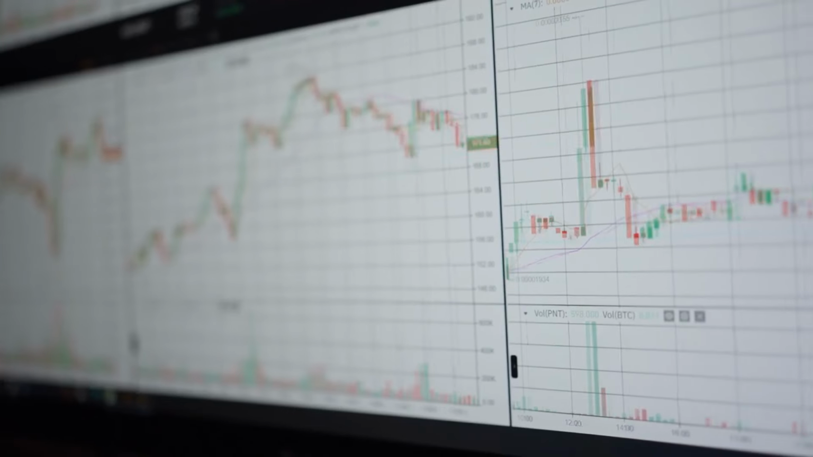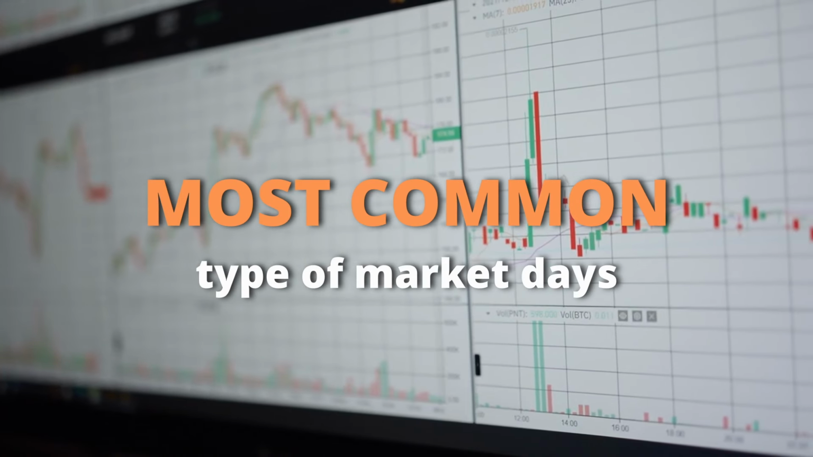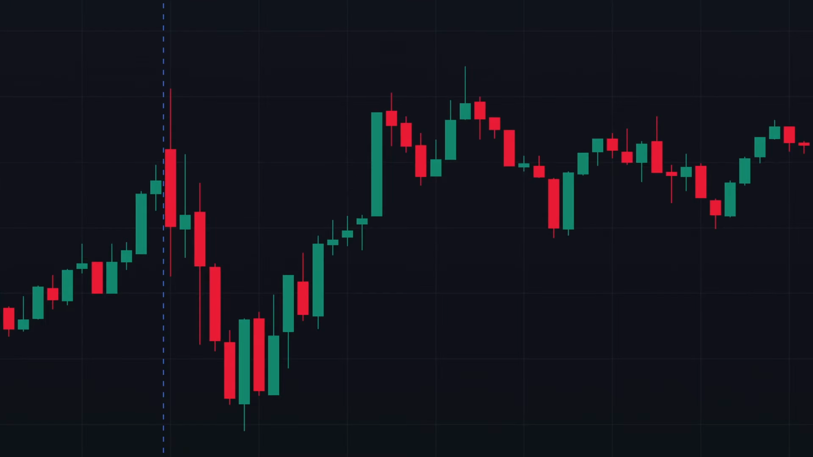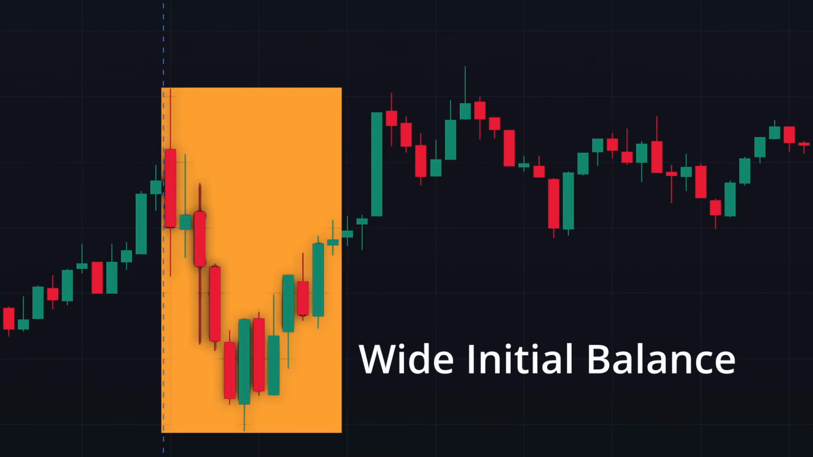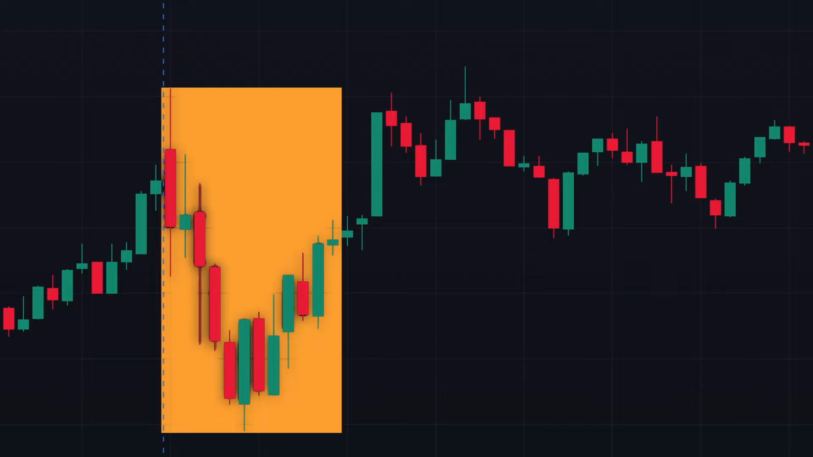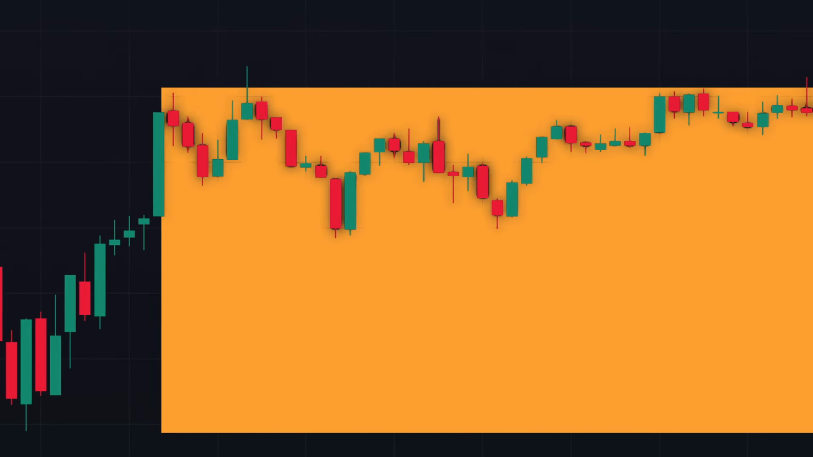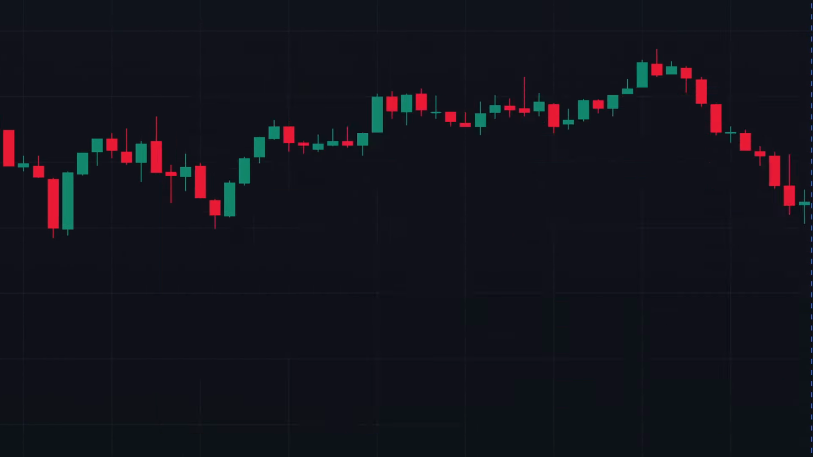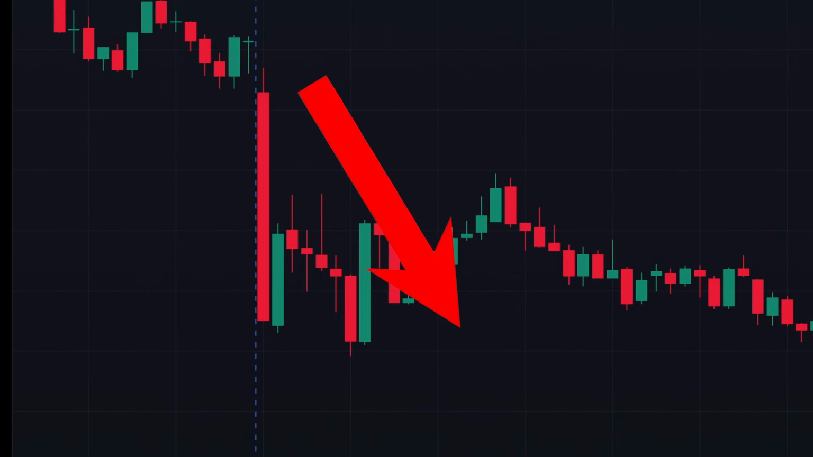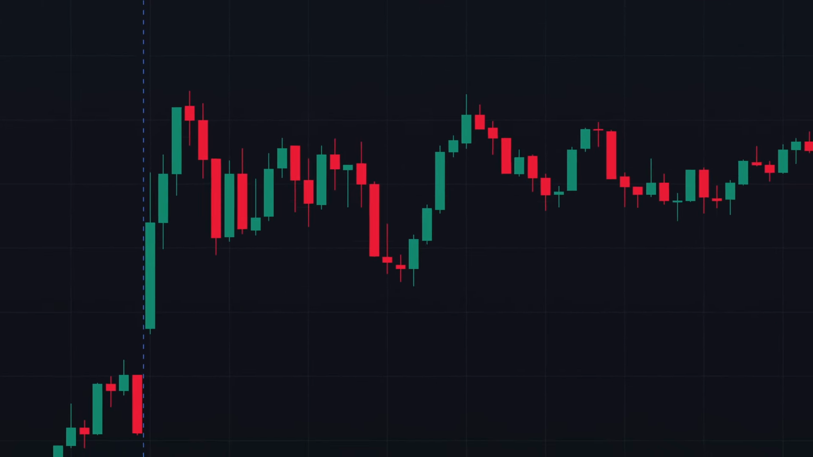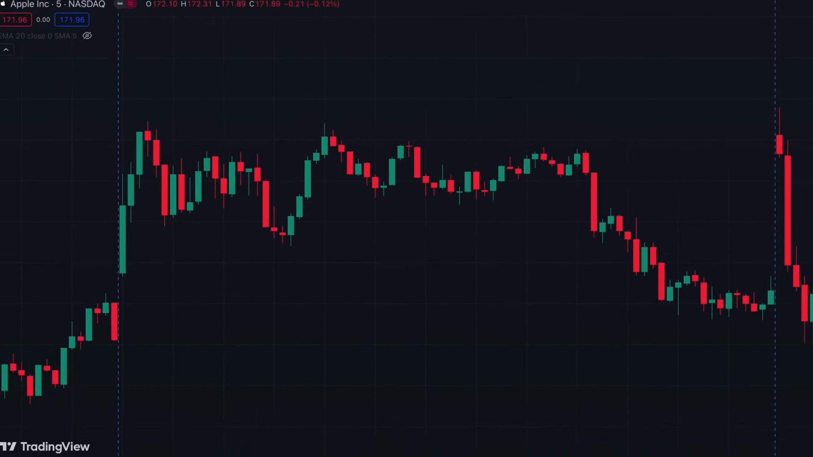Market day type 3. Typical day. These are the most common types of market days, occurring frequently. This type of day is characterized by a wide initial balance that is created in the first trading hour, and price trades within that range for the remaining day. There might be a rally or decline at the start of the day triggered by traders cutting off their previous positions, which leads to a wide range in the starting hour of the trading session, or a wide initial balance.